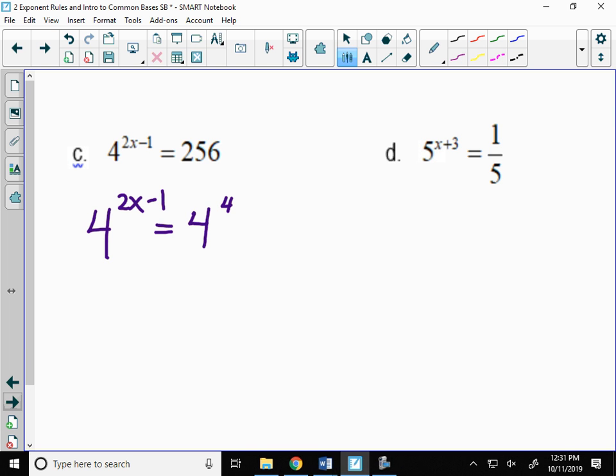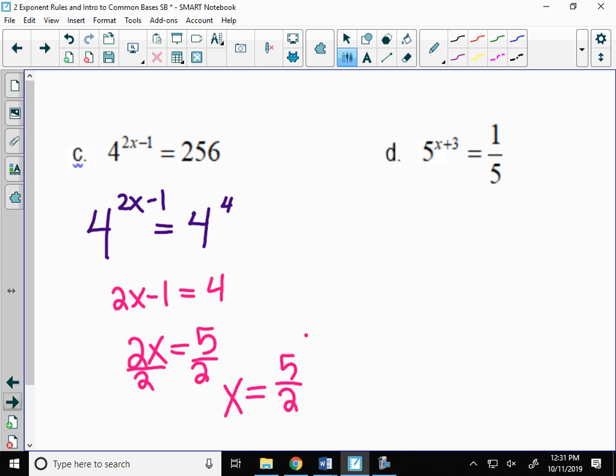Because they have a base of 4, then I can set their exponents equal to each other and solve that equation. So I would add 1 and get 2x equals 5, and then divide by 2. So x is 5 over 2. If you wanted to, you could plug in 5 over 2 for x right here and double check that they're equal. How do you find out?